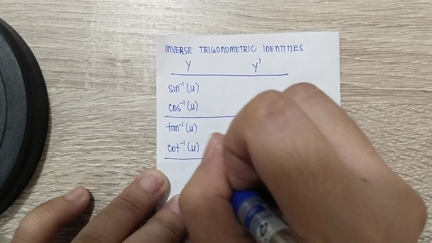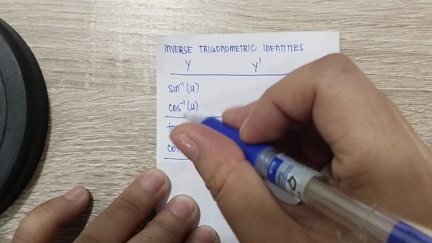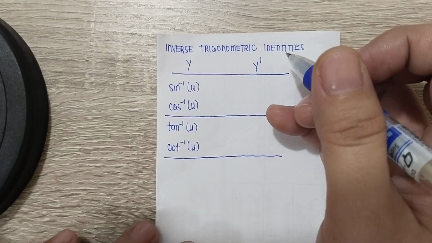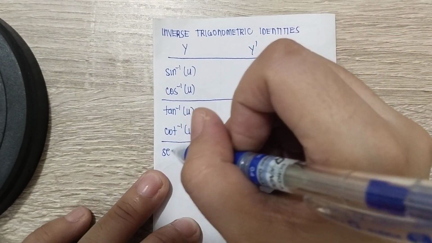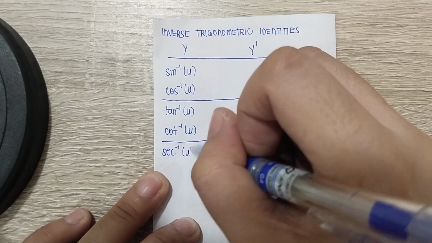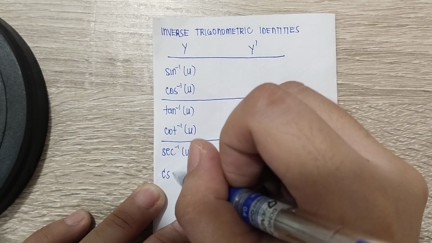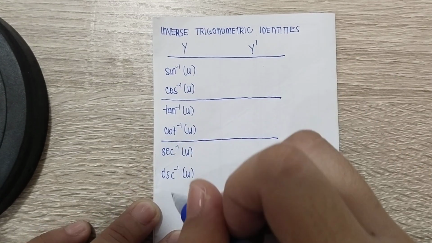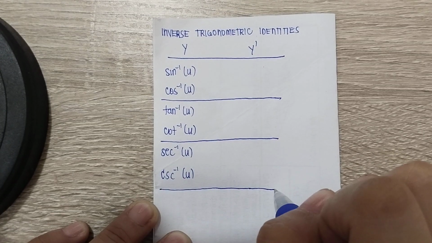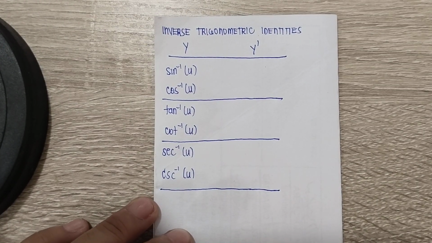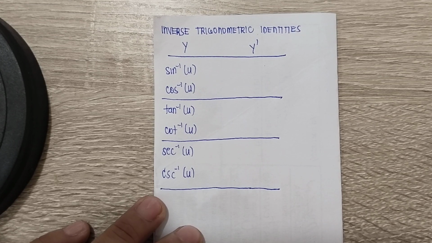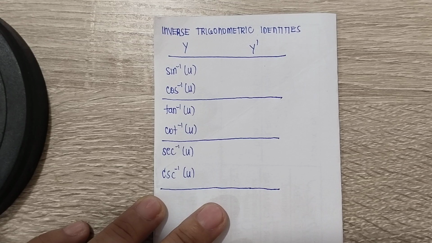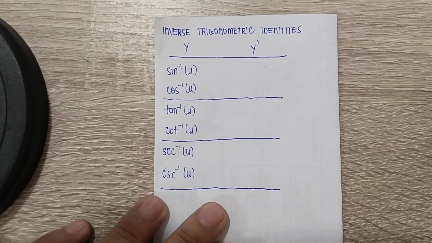Paano malalaman kung yan ay inverse? May negative sign po after the function. Okay? And then you'll have the arc or the inverse secant of u, and then the inverse cosecant of u. So, dito, hindi na to masyadong nag-apply ng identities or simplification. Yung formula na yung pinaka-challenge natin dito. Pero may technique din.